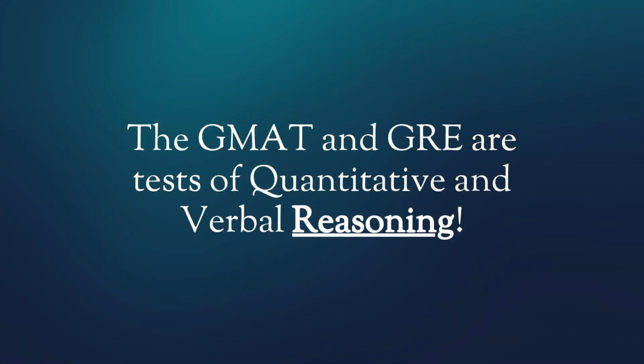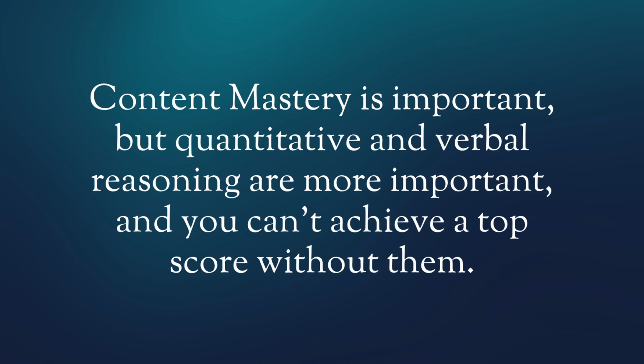That is the key to a high GMAT and GRE score, is understanding that the GMAT and the GRE are tests of quantitative and verbal reasoning. So yes, content mastery is important, but quantitative and verbal reasoning are more important, and you can't achieve a top score without them. So that's really the thing that people most misunderstand about these tests. They study a lot of rules and formulas and things like that, and they don't understand that, yes, that's important. You need to know on the GRE your geometry rules, and on both tests you need to know your exponent rules and formulas and things like that. That's important, but that's not enough.